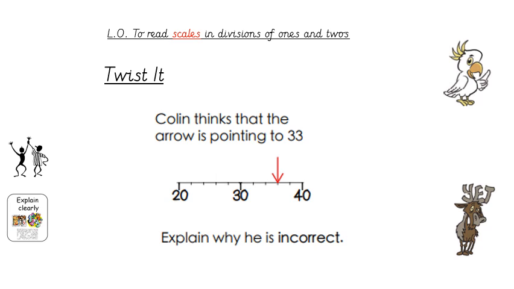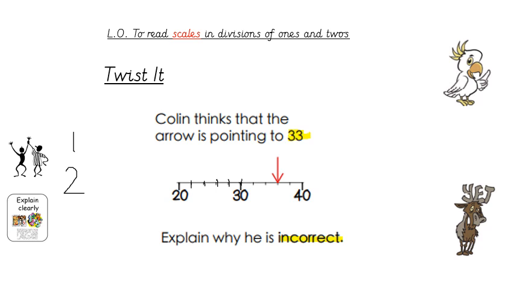So it says here, Colin thinks the arrow is pointing to 33. Explain why he's incorrect. So Colin is incorrect. Let's see if we can work out what the arrow is pointing to. The first thing we need to do is work out if the scale is counting in ones or in twos. So let's do 1 first. 20, 21, 22, 23, 24, 25.